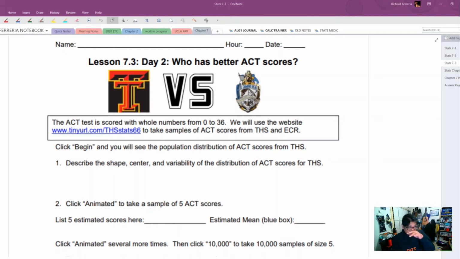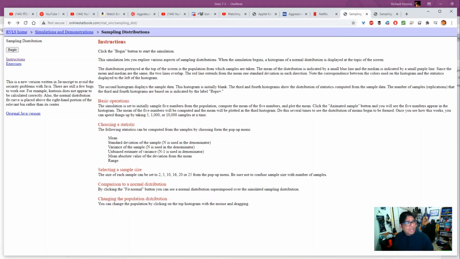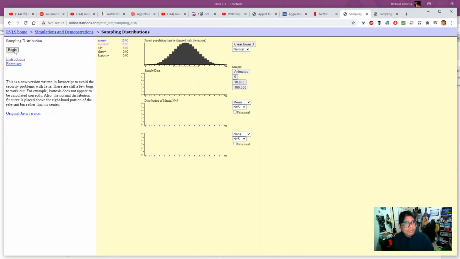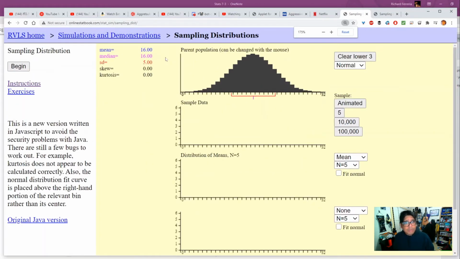ECR. Click Begin and you will see a population distribution for ACT scores for THS. So let's take a look at that. Click Begin. And here are our ACT scores for Taft. Okay, how does that look? That looks normal. Normal in the actual sense of normal. And it tells me that the standard deviation is 5.